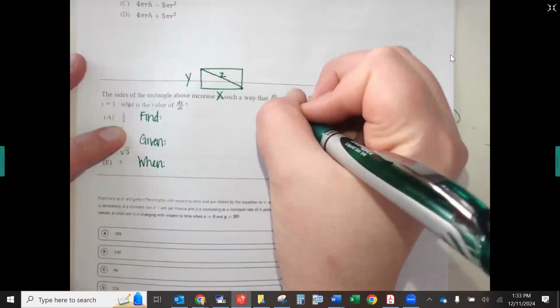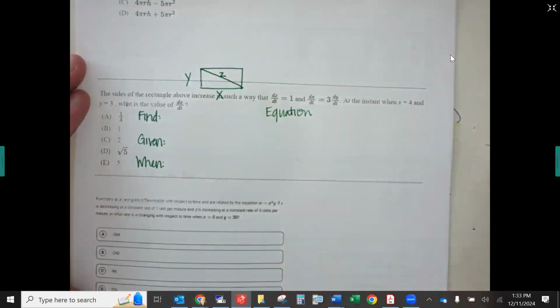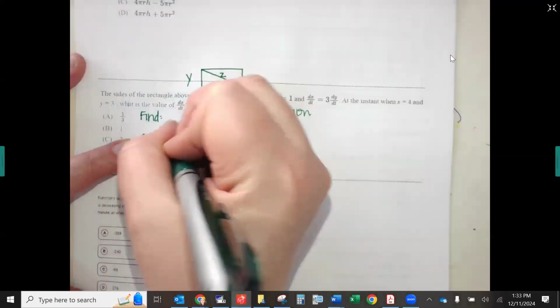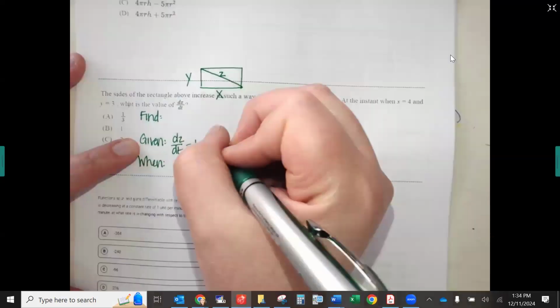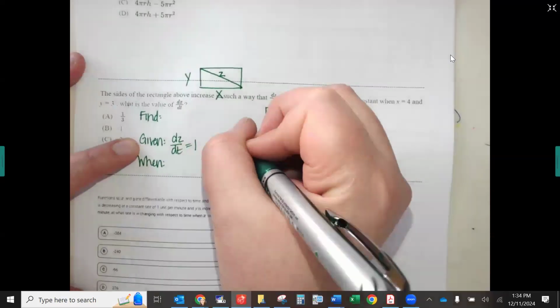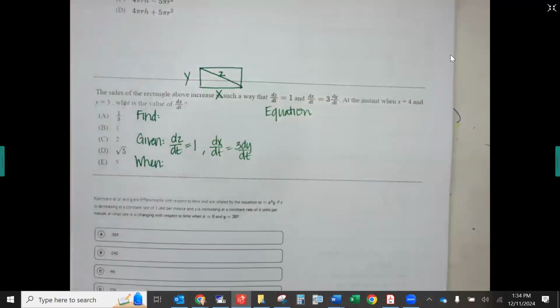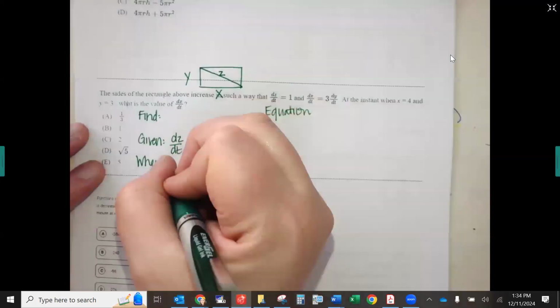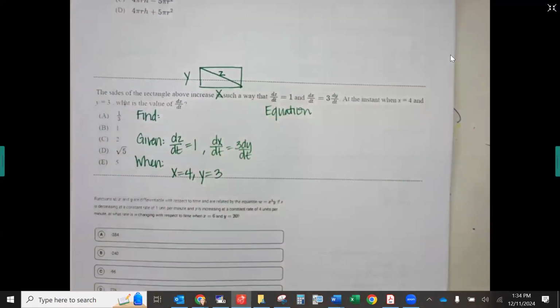Okay, first thing, let's read through it. It says we have the sides of a triangle that increase in such a way that dz/dt is 1, and dx/dt is 3 times dy/dt. Then it says at the instant when x is 4 and y is 3, what is the value of dx/dt? That's what we're solving for.